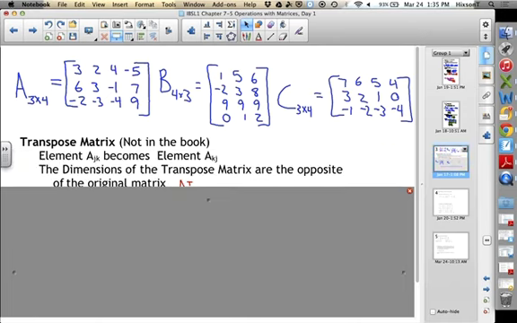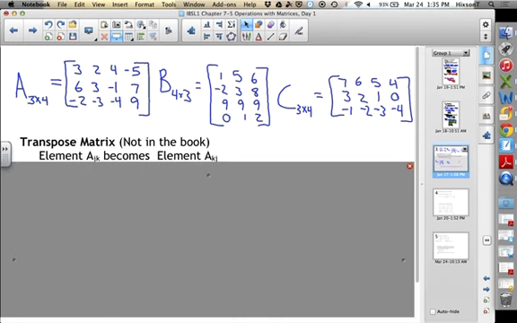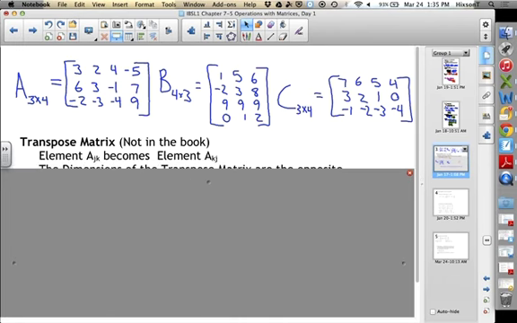Okay? So, here's some notation that you haven't seen before: element A sub jk becomes element sub kj. Alright, so let's take this 8 right here in B. The element 8 is in the second row, third column.